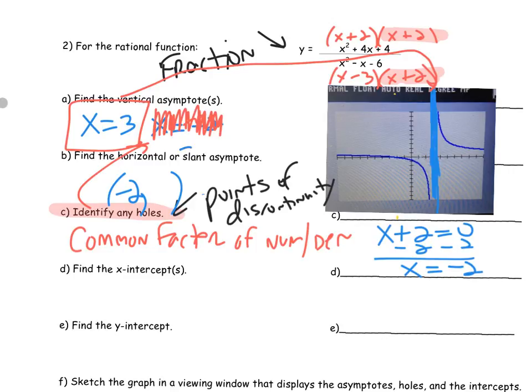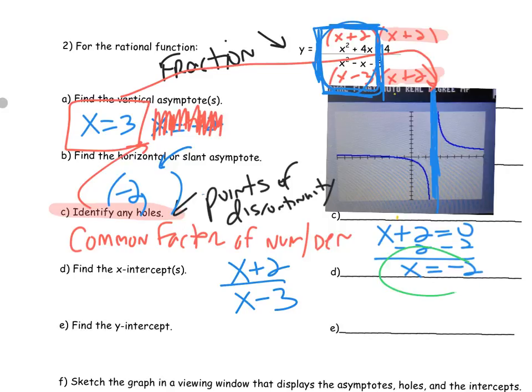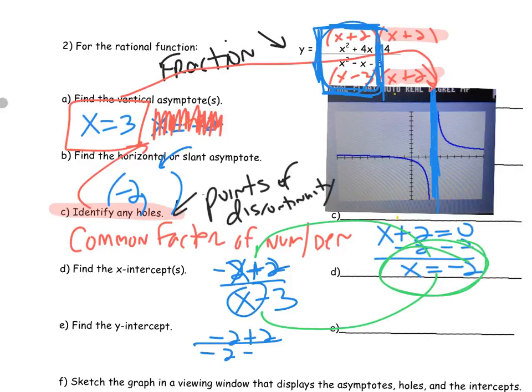And the way you get the y value of that hole is you take what's left over in the equation after you canceled out the common factor. See what was left over right here? Here I'm going to have x plus 2 over x minus 3. If I now plug in this x is equal to negative 2 into what's left over, here I got negative 2 plus 2 over negative 2 minus 3. I took out the x's. I put in negative 2 because that was the x value of the hole.